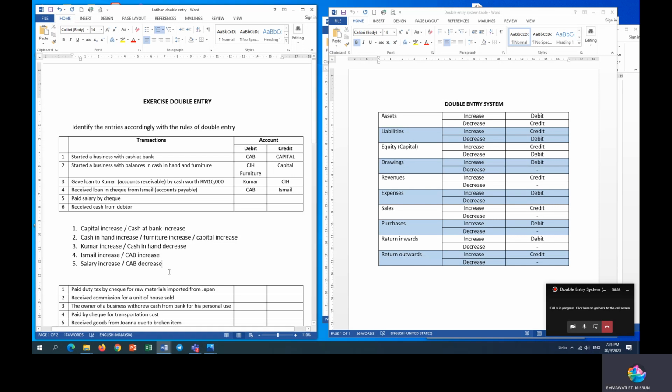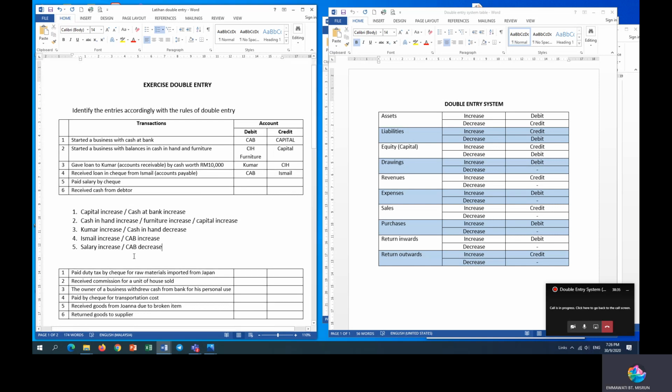Okay, now let's apply the double entry system. So what should we do if our salary increase? So salary is under the category of expenses. Expenses increase, debit. So debit, salary. And then we have cash at bank decrease. Cash at bank is asset. Asset decrease, credit. So credit, cash at bank. As simple as that.